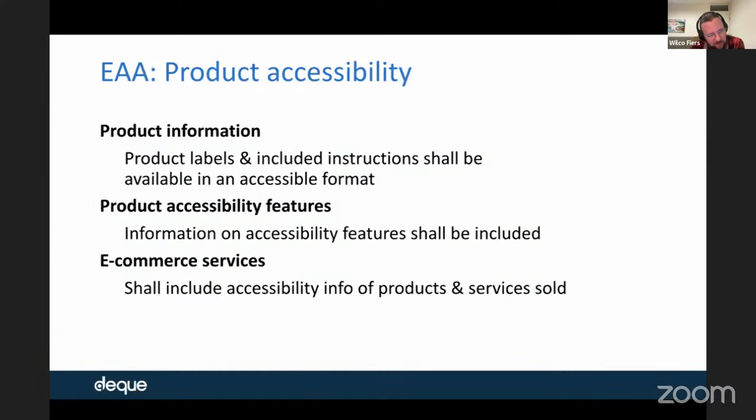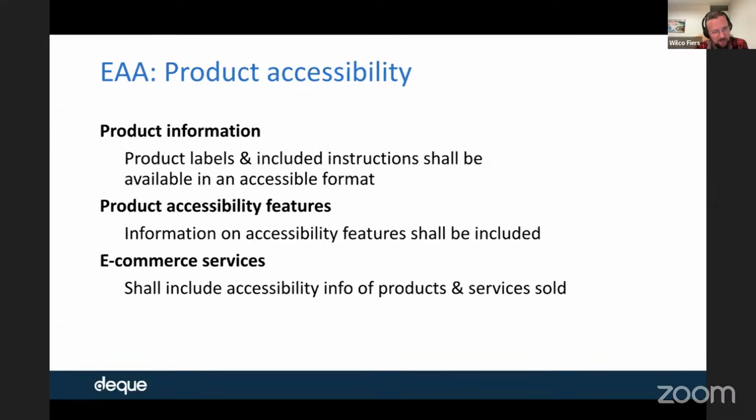Starting with product accessibility, and specifically product information. So product labels, including instructions, shall be available in an accessible format. If you're selling a thing and it has a little handbook in it, that handbook has to be accessible. If not the handbook itself, then you can provide an online version of that and make that accessible. But that's part of this. You're no longer allowed to just have documentation that nobody can use. Same for the labels on the products. The information has to be available in an accessible format.